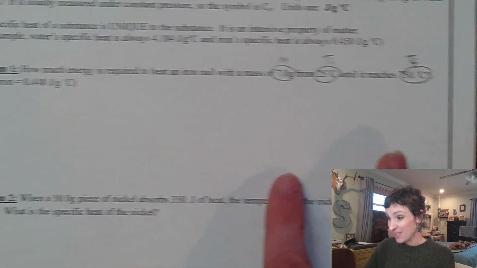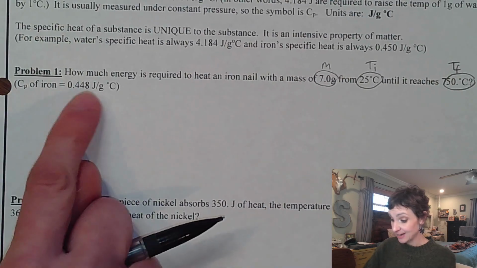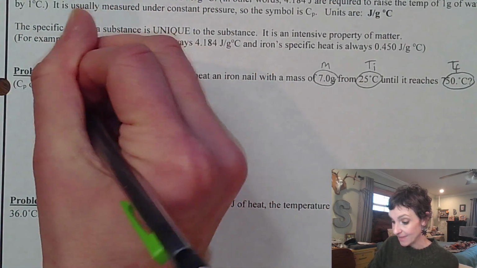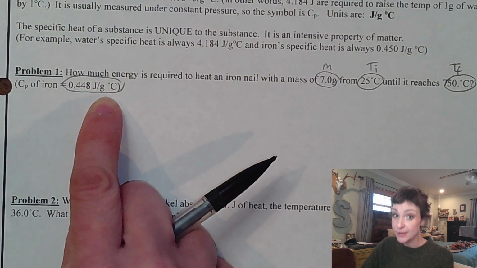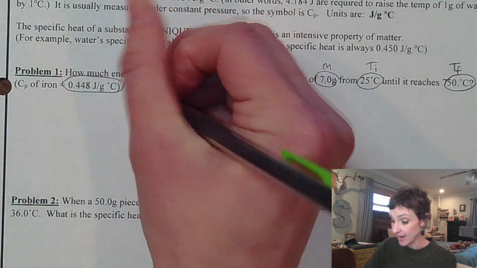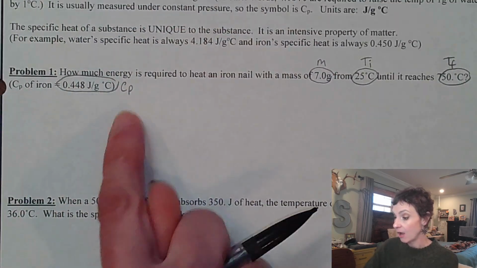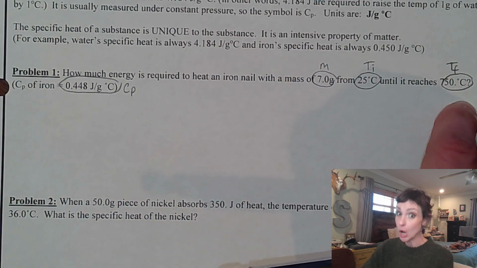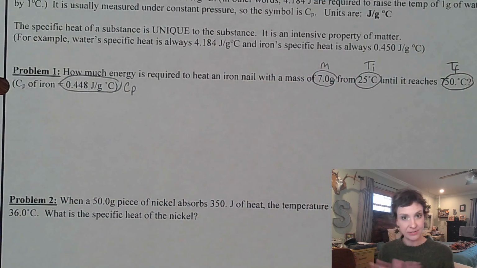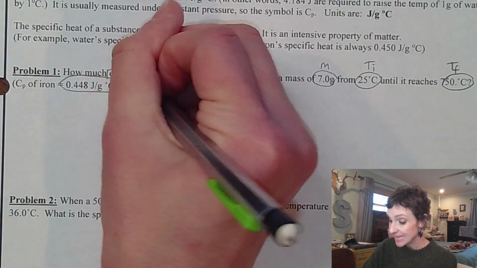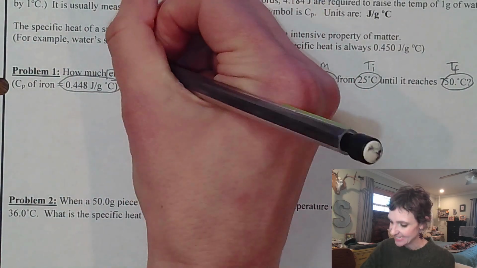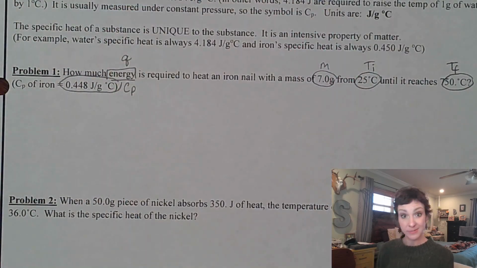Okay, and then the last number that they gave me here is the CP. If I saw the units joules per gram degrees Celsius, those are the units for a specific heat, okay? So I can still identify all of these based on units. Awesome. So now what are they asking me to solve for? How much energy? Energy or heat is the symbol for Q. So I'm solving for Q.